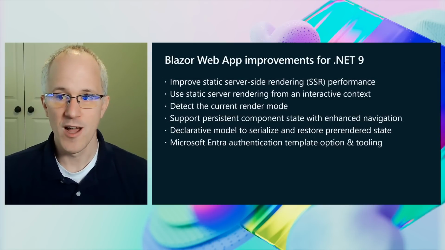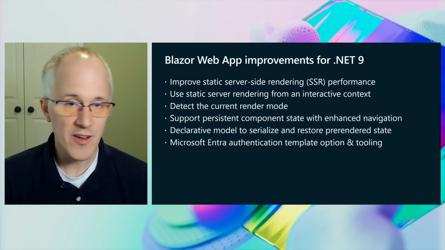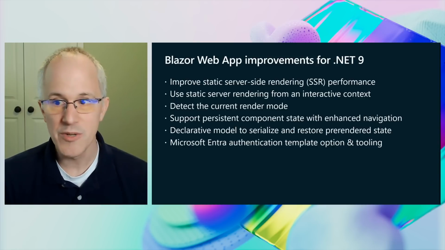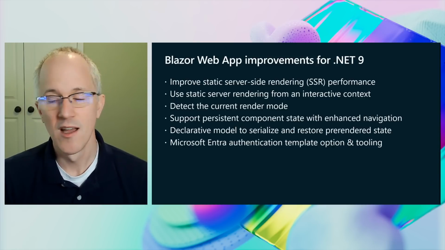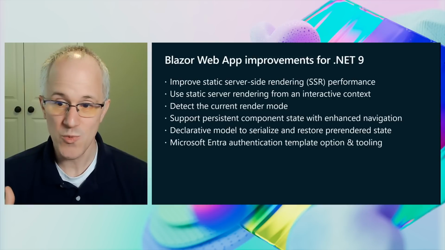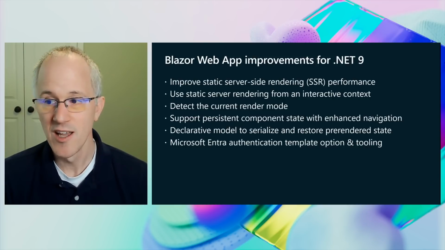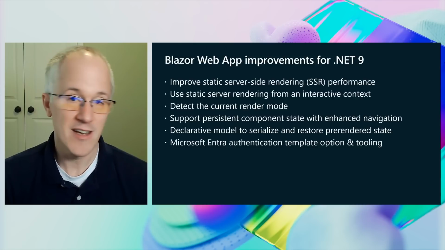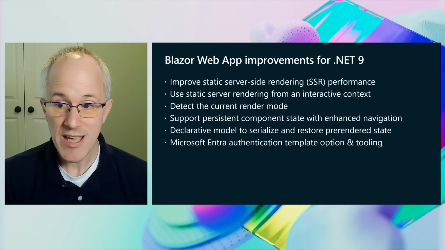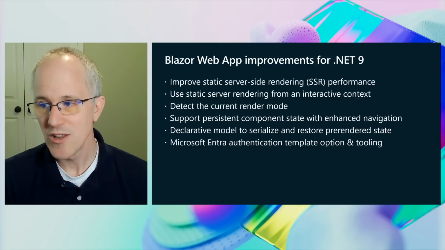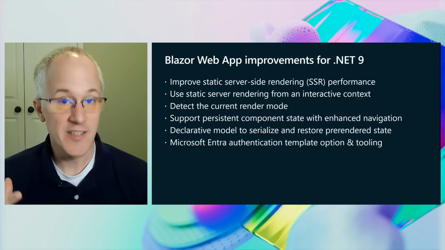Based on feedback from .NET 8, we know that there are some areas where Blazor web apps could still use some improvements. Performance is a big part of everything we do in .NET. We didn't get to do all of the performance work we wanted to on static server-side rendering in Blazor in .NET 8, so we've allocated time in .NET 9 to do that. We plan to make it possible in .NET 9 to statically render a page when you're in an interactive context.